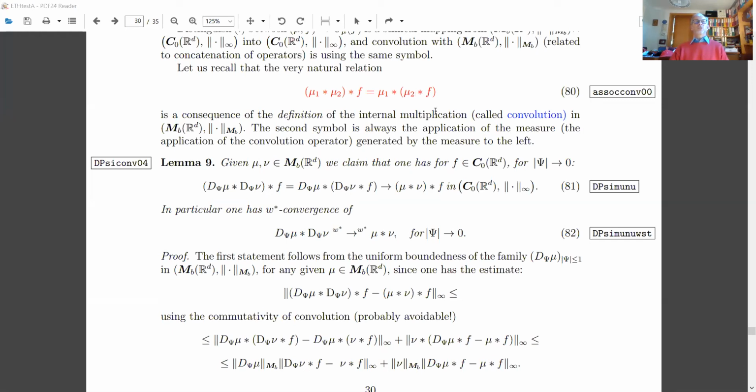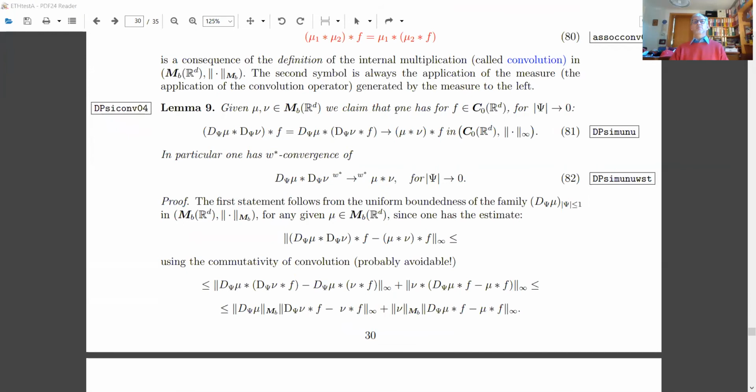Now, one thing which I was using already implicitly was Lemma 9, which says we have first the approximation of the convolution operator by mu by a discrete version of the measure. And now I'm concatenating two discrete convolutions and applying them to some function f. And this can be written by the red formula as the concatenation of two actions of measures on functions. But in their action, this is going to the convolution operator.